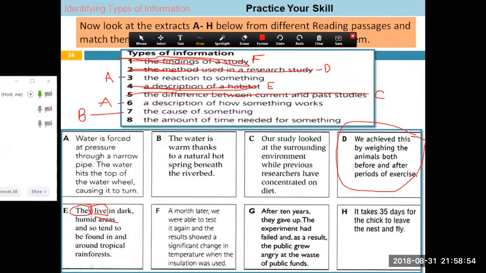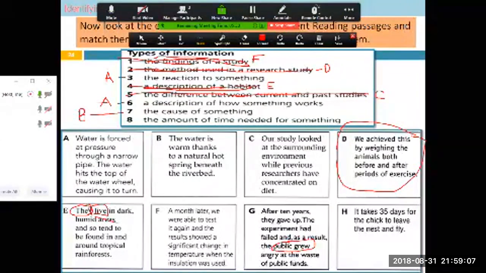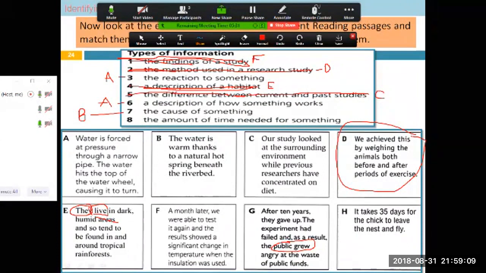Okay. Shakil, your answer is correct. It is a reaction to something. Public grew angry in reaction to what? Failure of this thing. Okay. But here, water is warm, and what is the cause? Cause is the hot spring beneath that flows beneath the riverbed. You see, reaction is some action against something.